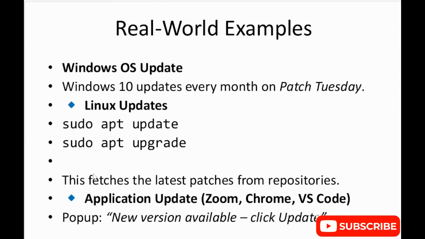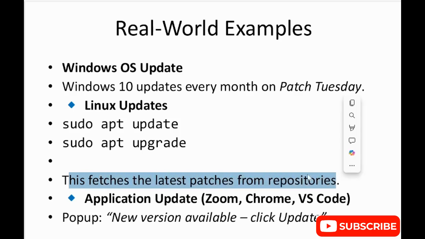Let's see a real world example. Suppose you want to update the Windows OS. Windows 10 updates every month on Patch Tuesday. In this way, you can update Windows. For Linux updates, just follow this command: sudo apt update or sudo apt upgrade, and in this way you can update Linux. This fetches the latest patches from the repository.